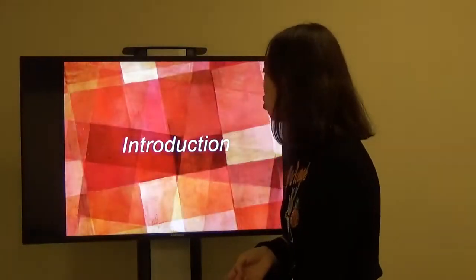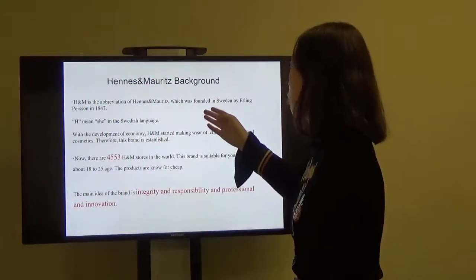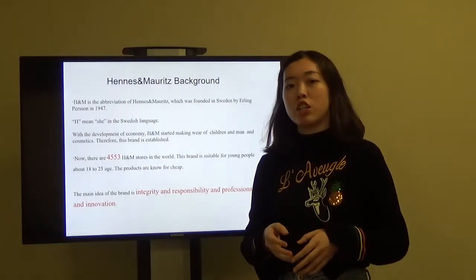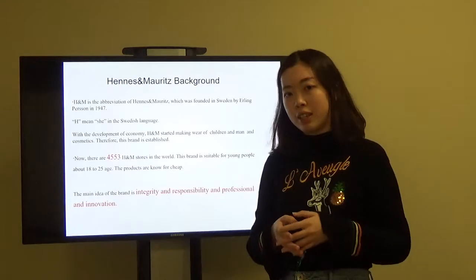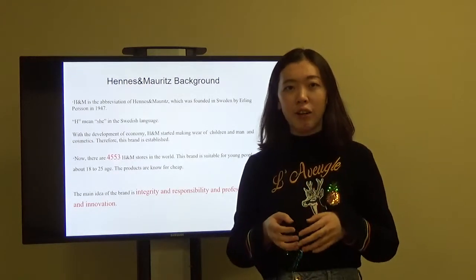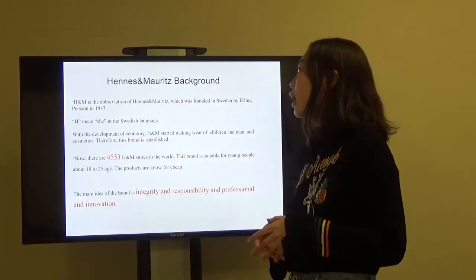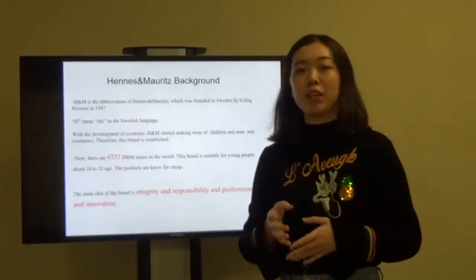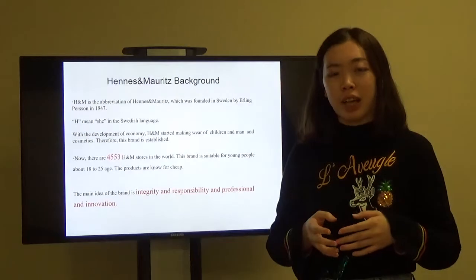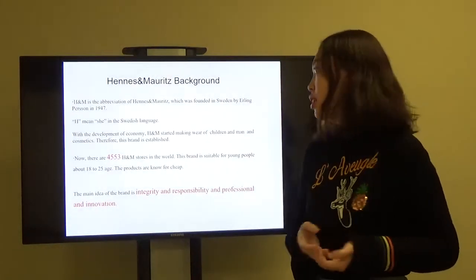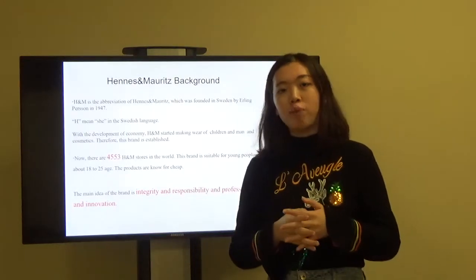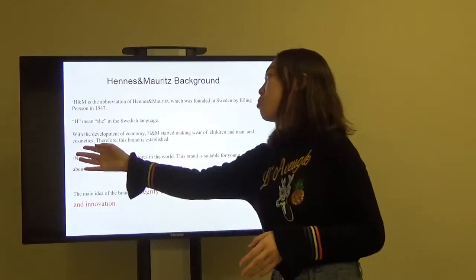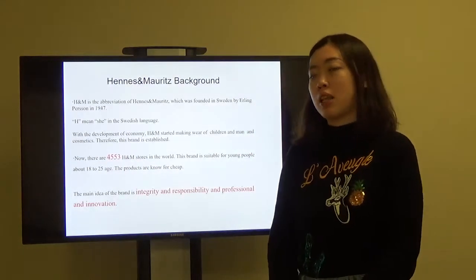Now let me talk about the introduction and H&M's background. In 1947, a brand called Hennes & Mauritz was built in Sweden, now shortened to H&M. Hennes means "her" in the Swedish language. At the beginning, this brand just produced women's clothes. With the development of the economy, H&M started making wear for children and men, and cosmetics. Therefore, this brand was established.